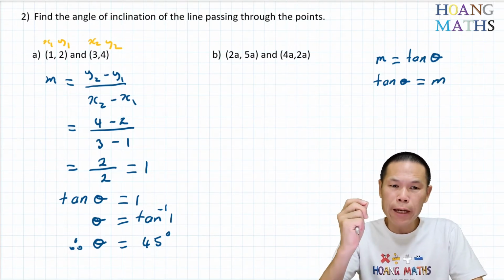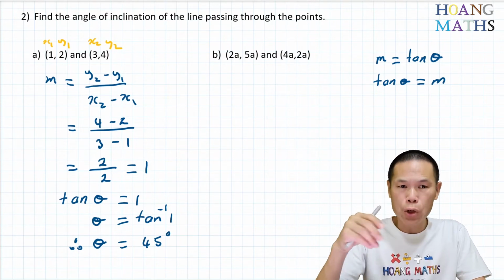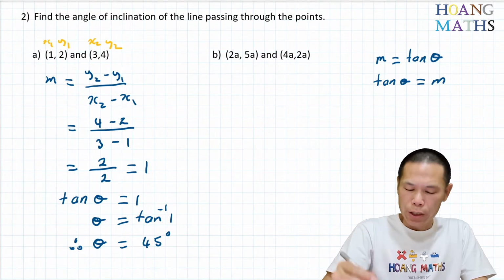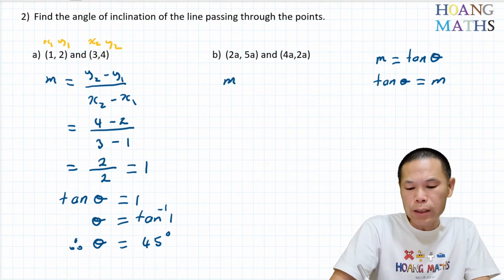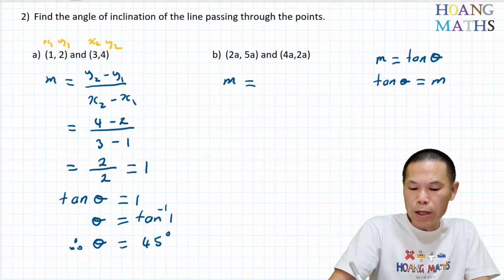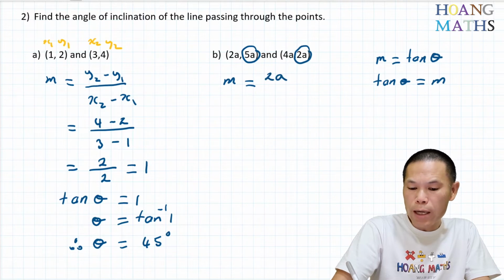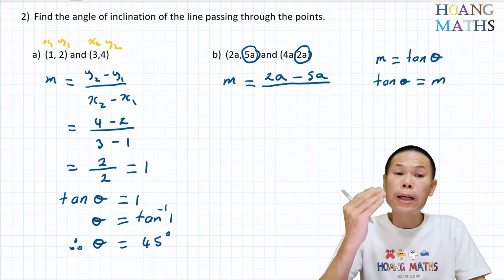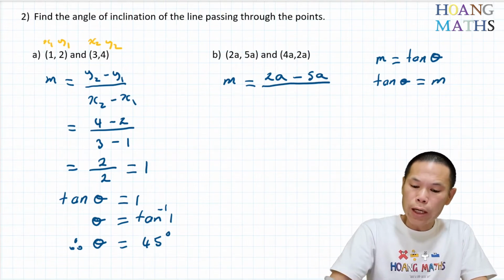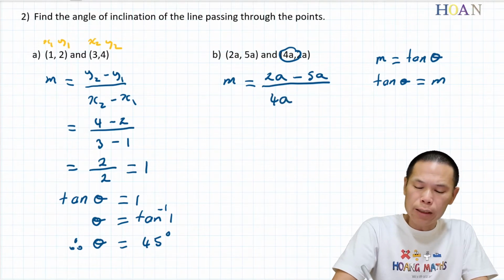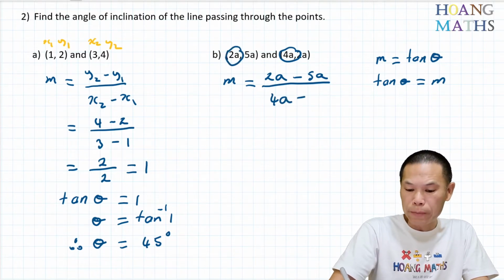First of all, again, we just need to find the gradient first, because tan of the inclination angle is equal to the gradient. So let me find the gradient of this first. m is equal to y2 minus y1, where y2 is this, y1 is this. So y2 is 2a minus y1, which is 5a, over x2 minus x1. So x2 is 4a, so let me write this down, and minus x1, which is 2a.